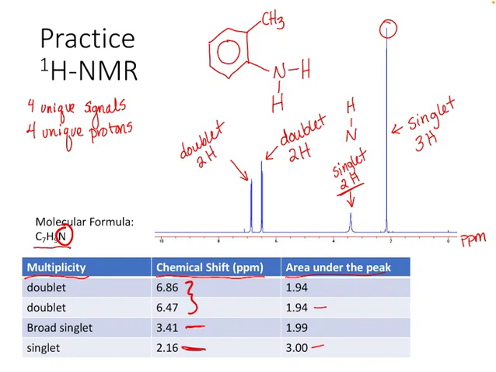All right, so if that's the case, let's figure out how many unique hydrogens we have on this structure. We have our two hydrogens that are bonded to nitrogen, so I'll label those A. We have our three hydrogens that are bonded to our methyl group, I'll label those B. And then we have 4 protons on our benzene ring.